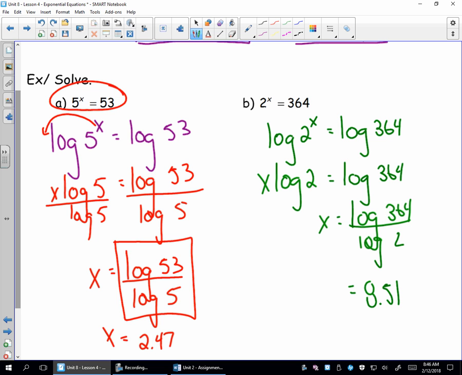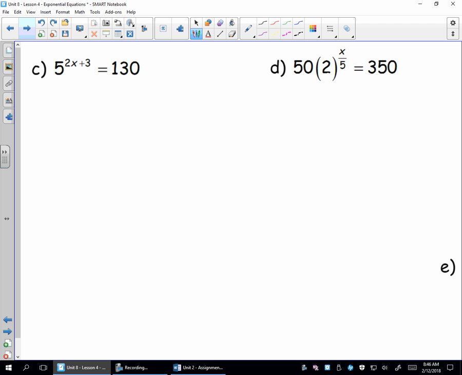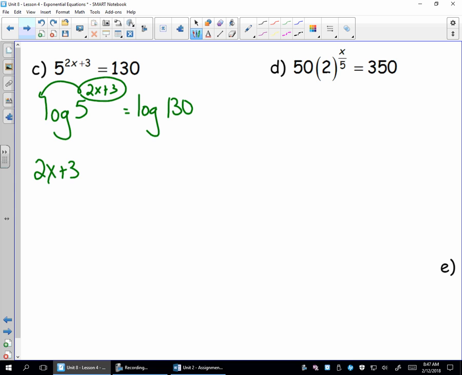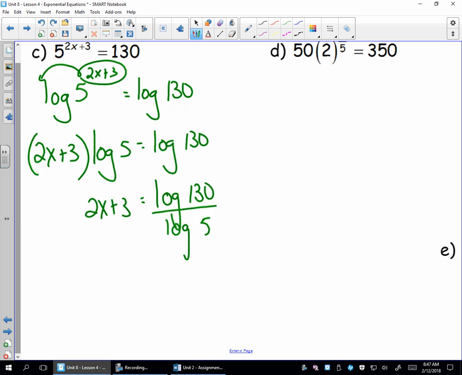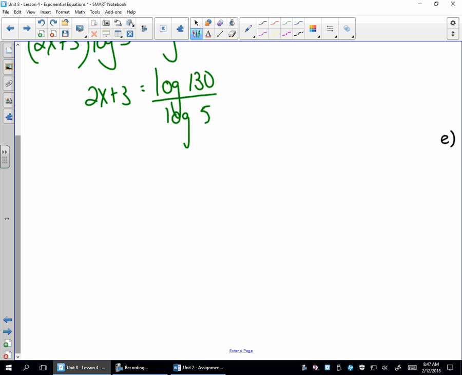Okay, so those are some basic ones. Try things more complicated. The same ideas still exist. I can't make a 5 into a 130, but I can take the log of both sides. And if I take my power down to the front, I'm going to write it as 2x plus 3 in brackets, because that whole thing was my exponent. And so if I divide out the logs, I'll have log 130 over log 5. And I can use my calculator on the right-hand side. I'm going to make an ugly decimal, but that's okay.